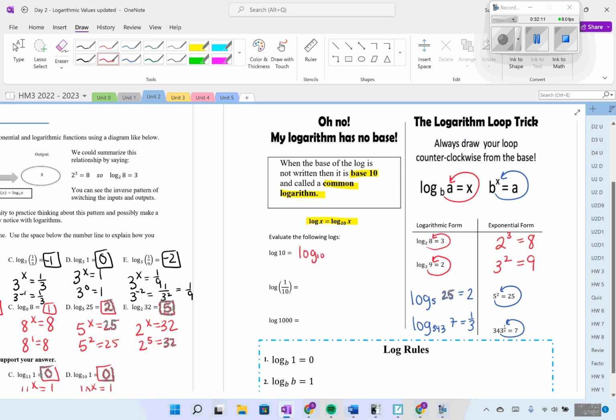This is the log base 10 of 10. We're trying to figure out what that's equal to. So if I rewrite this in exponential form, 10 to what power equals 10? Well, we know this is equal to 1. For the next one, this would be log base 10 of 1/10. So again, if I rewrite this in exponential form, 10 to what power equals 1/10? We know to get a fraction it has to be a negative exponent, so this is equal to -1. And then again, if we put a 10 for the base, this would be 10 to what power equals 1,000, and we know that would be 3.